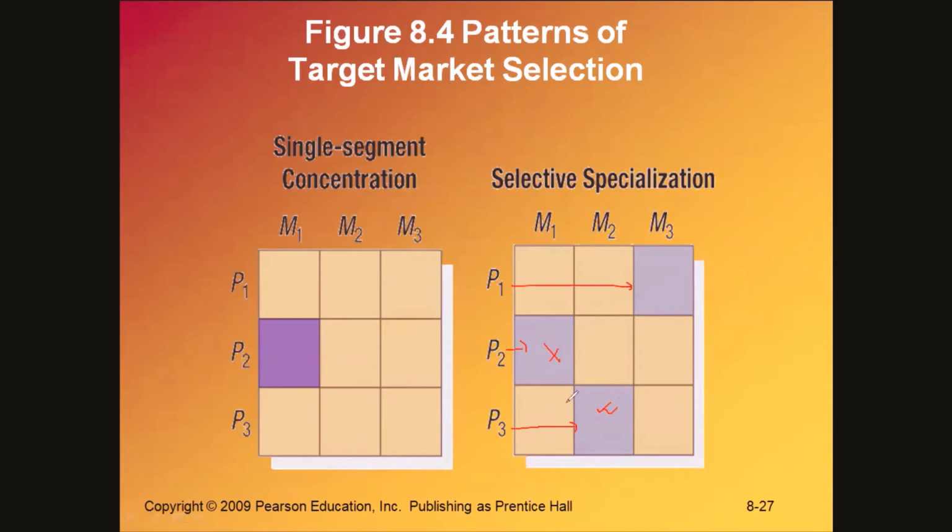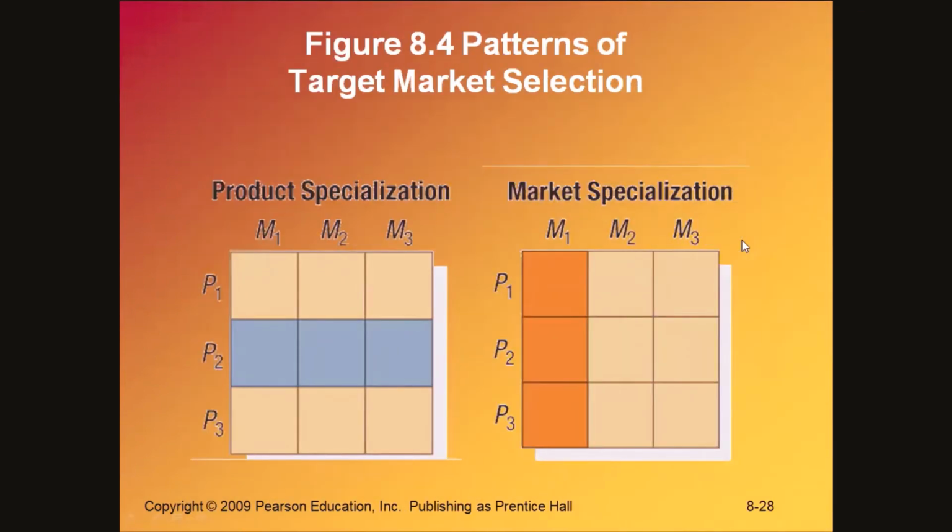So here we have different segments, and we have targeted a few segments with different products. Not all are being targeted. M3 is targeted with P1, M1 is targeted with product P2, and M2 is targeted with product P3. So this strategy is called selective specialization strategy. Let us go to the next slide, and we'll understand the other two types of targeting strategy.